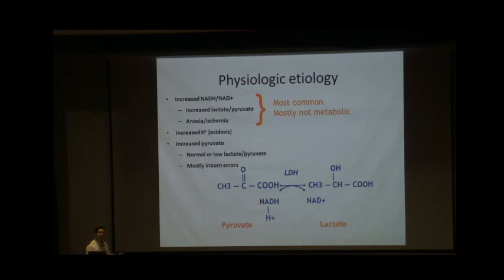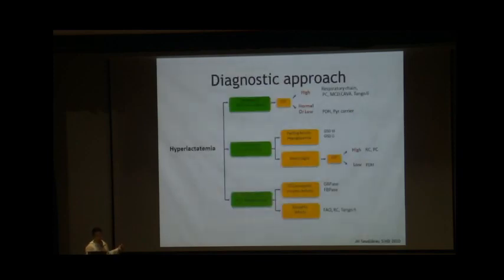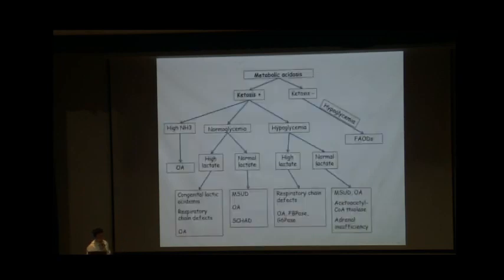You have to know that the most common cause of high lactate is not a metabolic disorder. In almost 99 out of 100 cases, it is not a metabolic liver disorder; it's other risk factors like anoxia and ischemia. So this is the hyperlactatemia diagnostic approach. I'll not go into the details, but mostly you have to look at the hypoglycemia, whether it is on fasting, postprandial, or permanent, and then differentiate between the multiple metabolic liver disorders. I'll not go into the details.